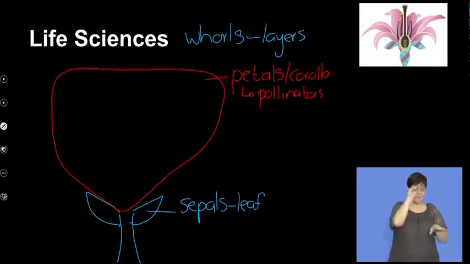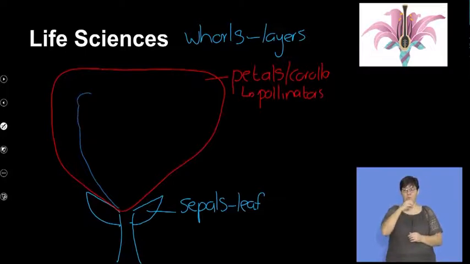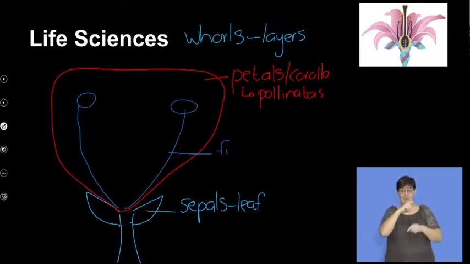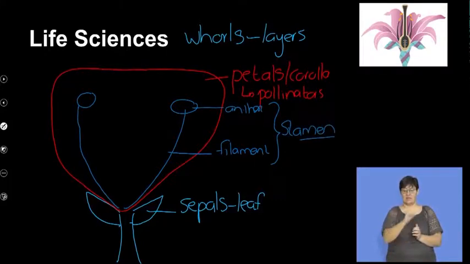Now, what does a flower need? It needs a male and it needs a female. So here, one of the whorls, I'm going to have a look over here. If you look at the male, you're going to see these long stalks with something at the end. This is called the filament, and this is called the anther. Together, they make the stamen. It's the male part of the plant.